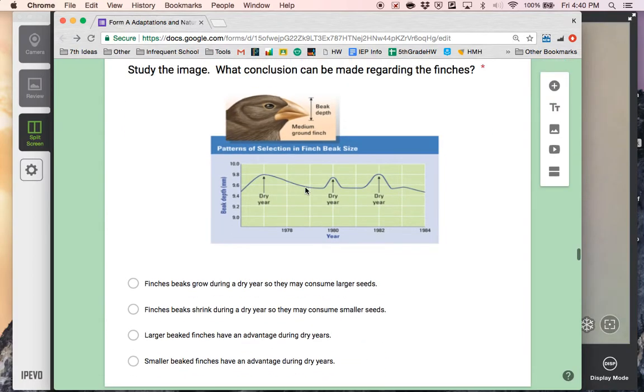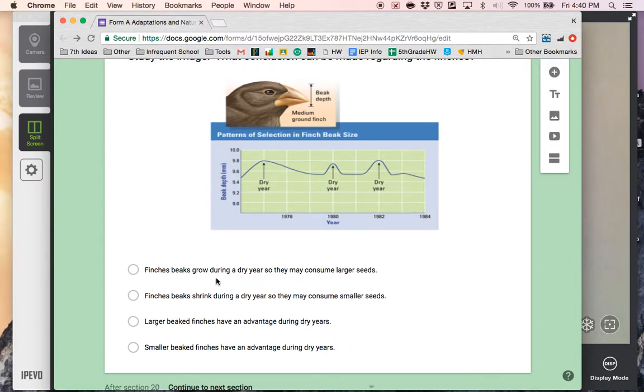Okay, so what does that mean? What conclusion can we draw? Finch beaks grow during a dry year, so they may consume larger seeds. Okay. Finch beaks shrink during a dry year. That's not true. They don't shrink. They are clearly getting bigger, so I'm going to wipe out that second option. Larger beaked finches have an advantage during dry years. Okay. The graph doesn't really tell me much about the advantage, but it just kind of shows that they get bigger in dry years. Smaller beaked finches have an advantage. I would think if the smaller beaks are an advantage, you'd see this line going the other way. So I could see where you say C, but I think A is the best one.